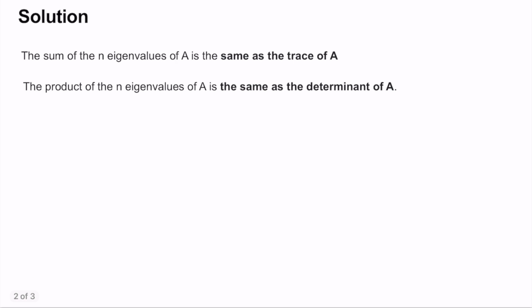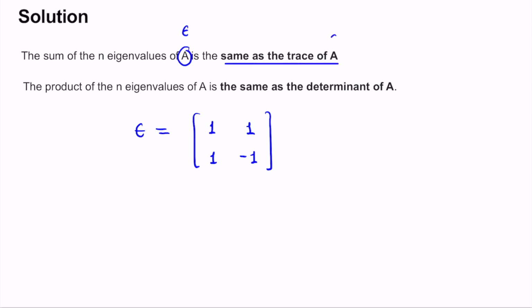So in this problem, the matrix which is given to us is this: 1, 1, 1 and minus 1. So this is the given matrix. We know that the sum of n eigenvalues of a matrix A, here it is epsilon, is the same as the trace of this matrix A. The product of n eigenvalues of the matrix is the same as the determinant of that matrix. So these two things we need to keep in mind for solving this problem.